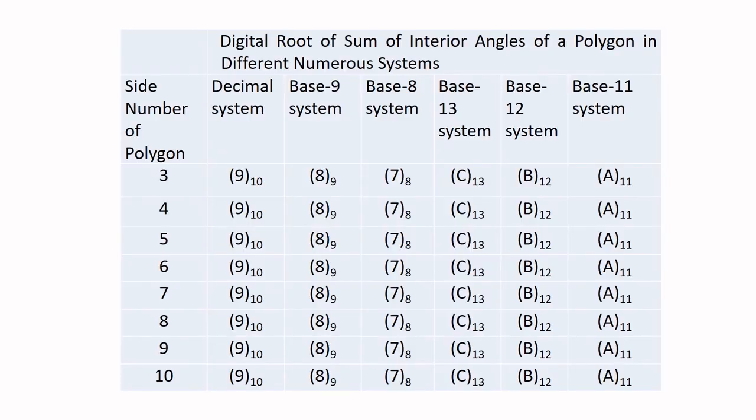Here is a table that shows the digital root of the sum of interior angles of a polygon in different numeral systems. We can see here that in decimal system, the digital root is always 9. In base 9 system, the digital root is always 8. In base 8 system, the digital root is always 7. In base 13 system, the digital root is always C. C here represents 12. In base 12 system, the digital root is always B. B here represents 11. In base 11 system, the digital root is always A. A here represents 10.